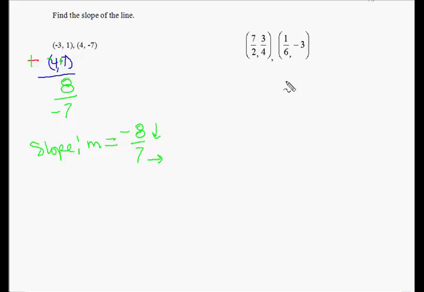Let's look at another example. This time I'm going to write the second set of numbers underneath. And it doesn't matter which way you stack them. You'll get the same answer. If it's a negative, that negative could either appear in the top or out in front or in the denominator.